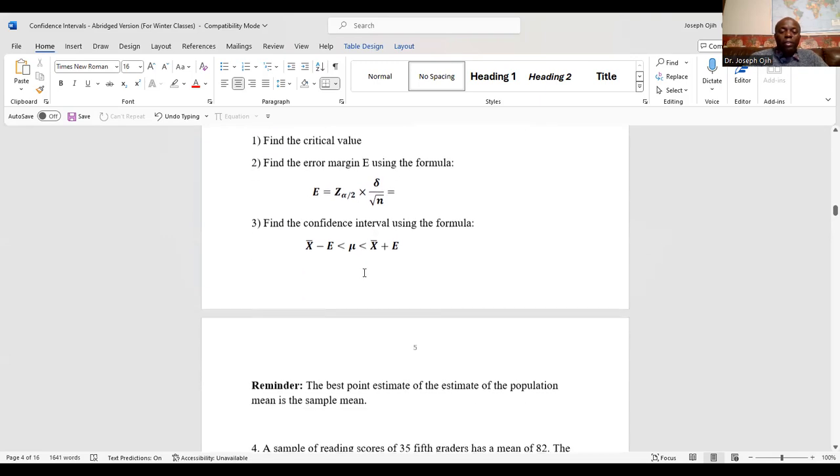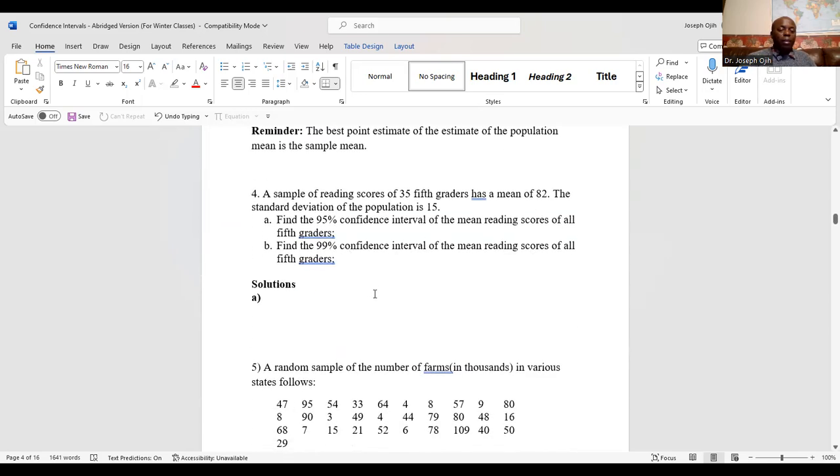Once you get the error, on the left side, you subtract the error from the sample mean, and on the right side, you add the error to the sample mean. That will give you the two limits, the lower and upper interval. Then, of course, you conclude. Okay, let's try this example here.